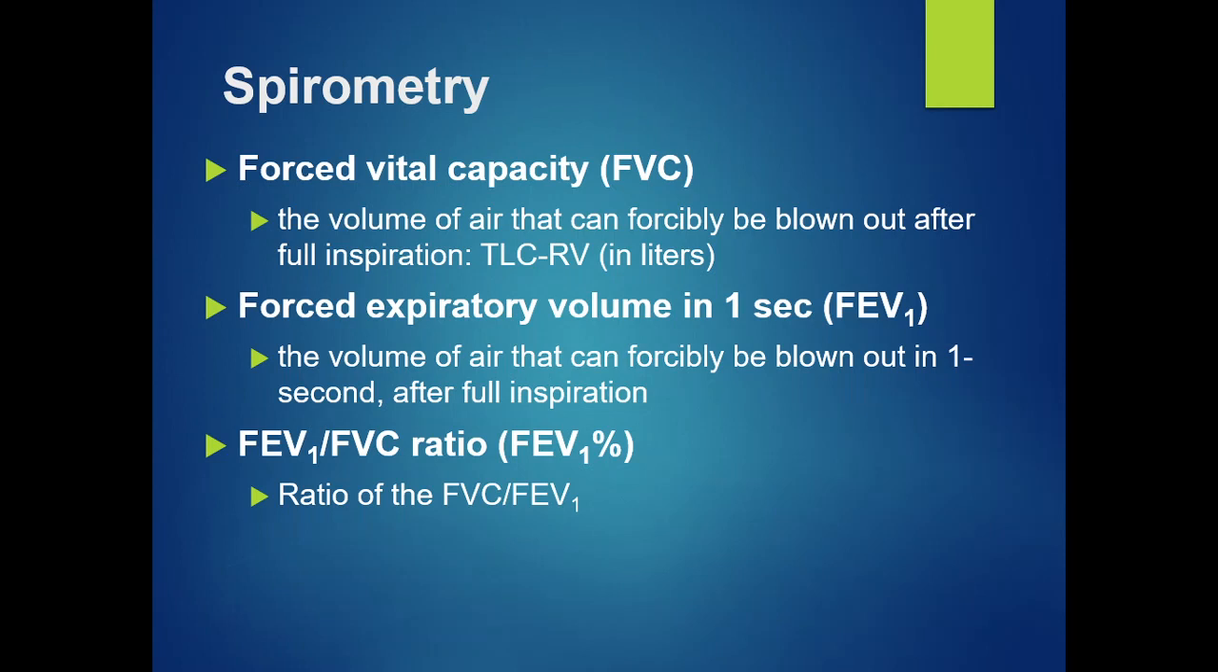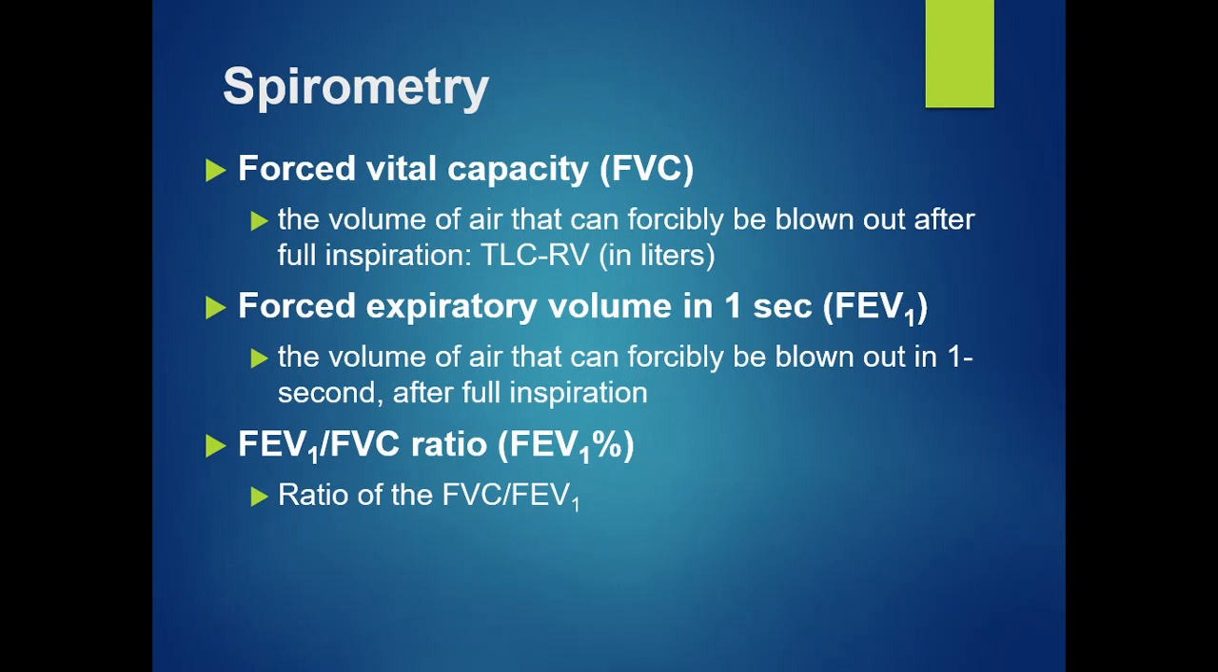When we perform spirometry, we look at three important parameters. The first one is the forced vital capacity. It's called FVC, which is the volume of air that can be forcibly blown out after full inspiration, and it is actually the difference between total lung capacity and the residual volume. So the patient starts with total lung capacity and exhales forcefully until no more volume can be exhaled, which is the residual volume. This difference is called forced vital capacity.